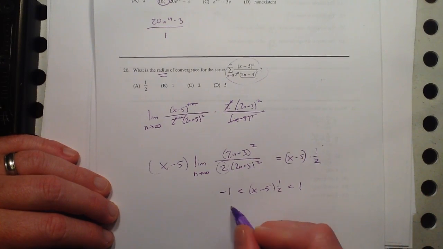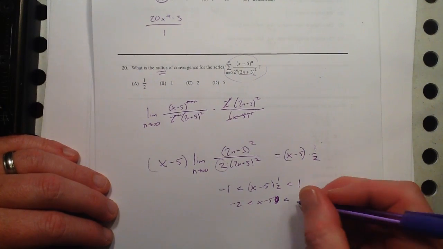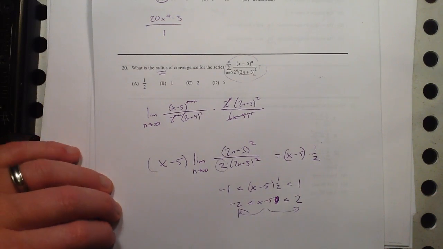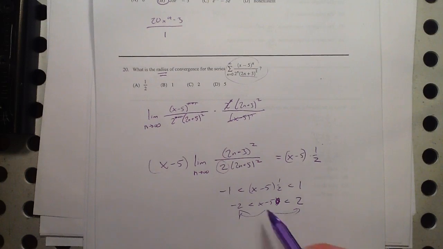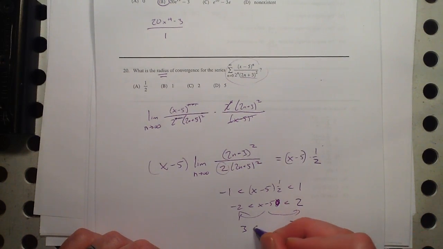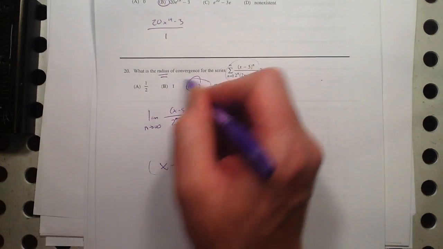So when I multiply here, -2, and you don't have to go any further than that to see that the radius is 2. It goes 2 this way and 2 this way from x minus 5. You can add the 5 and see what the actual interval is, from 3 to 7, right? But that's a radius of 2, up 2, down 2. Radius of 2.